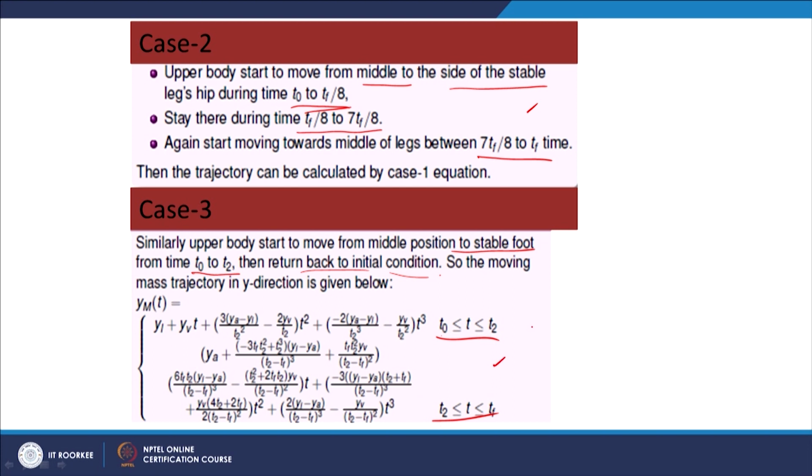So, this is a type of trial and error way of constructing trajectories. There can be several types of trajectories one can construct and then experiment whether the robot walks in a stable manner or not. We are considering only three types of such trajectories.